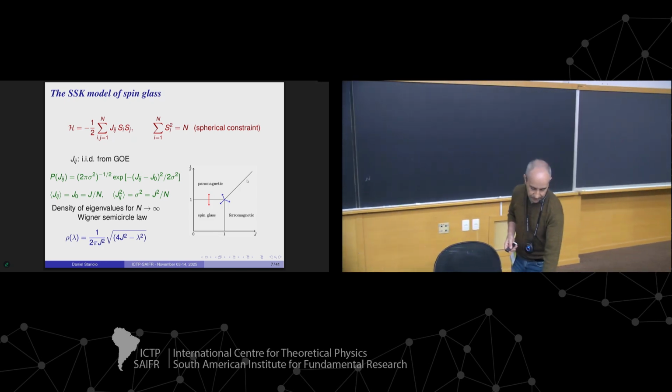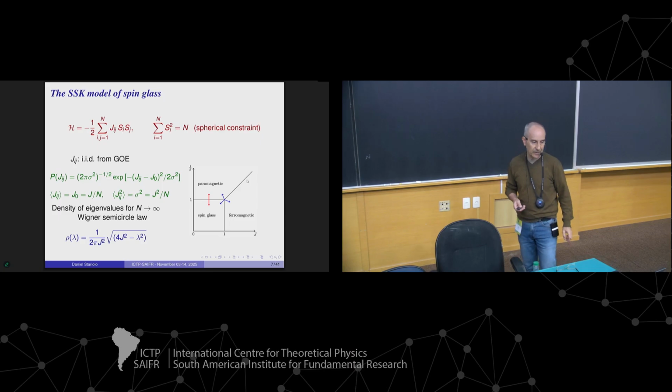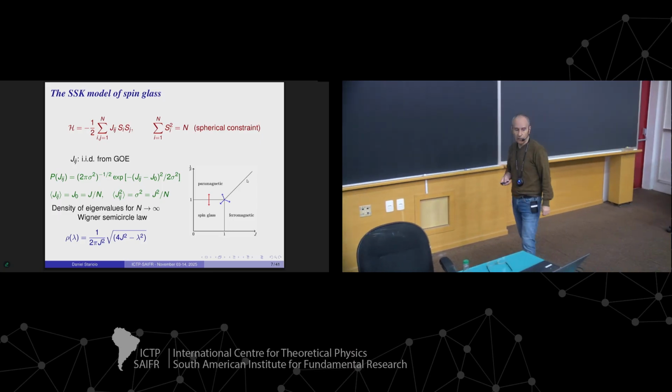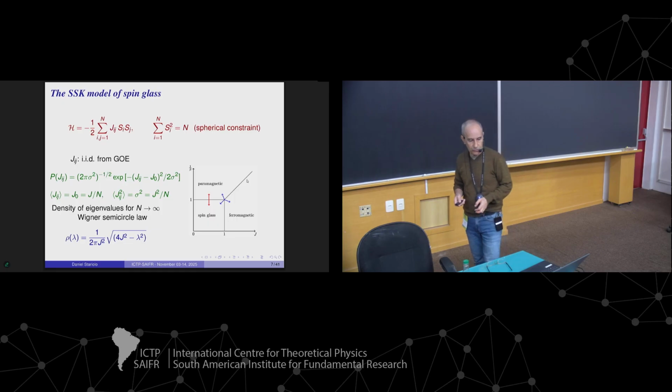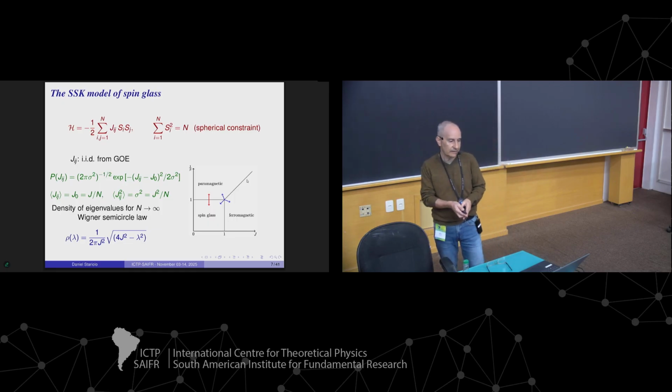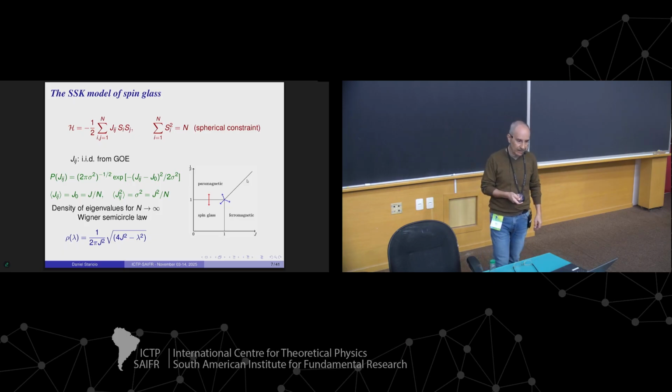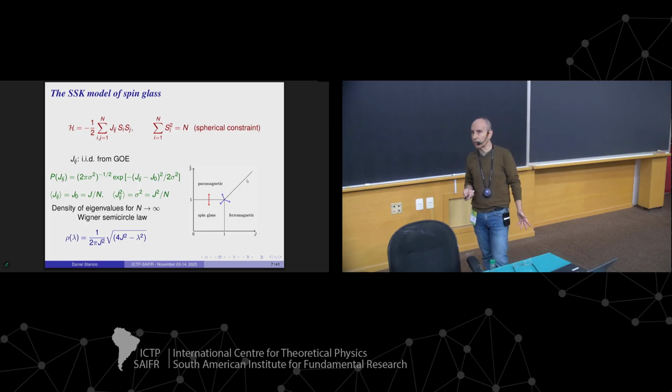Okay. So this is the basic phenomenology, what we have been talking about. Now let's introduce a particular model that is the spherical Sherrington-Kirkpatrick model, the SSK model. This model is a spin glass model. Spin glasses are defined by disordered interactions. Interactions are typically random variables.